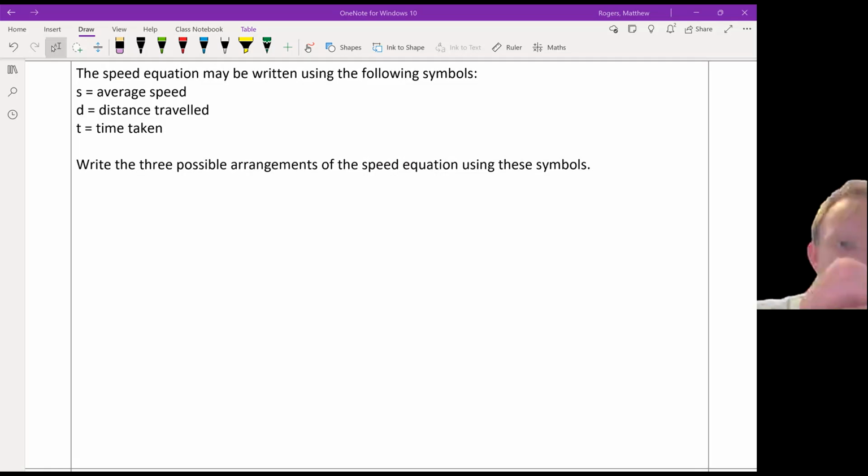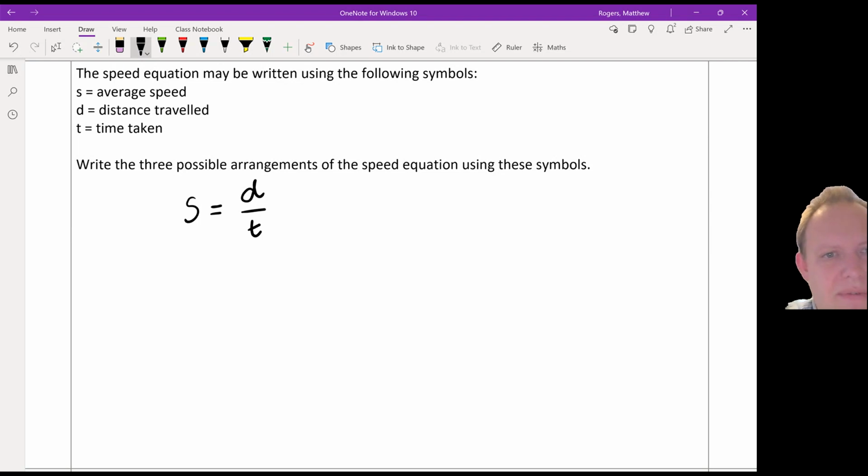So we're going to practice rearranging the equation using the symbols rather than the words. The symbols we're going to use for the time being are S for speed, D for distance, and T for time. In the long run, you'll learn we use different symbols for these sometimes, but for now, S, D, and T I think are nice and simple to remember. So while we know the average speed is distance over time, that immediately gives us one of our arrangements.